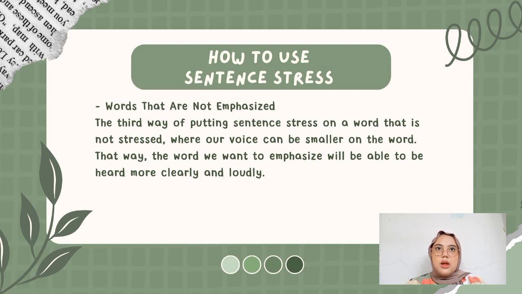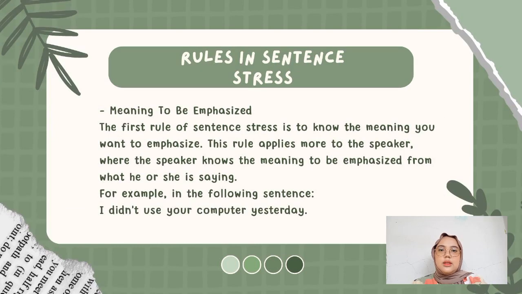Third, words that are not emphasized. The third way of putting sentence stress on a word is to make the words that are not stressed smaller in voice. That way, the word we want to emphasize will be able to be heard more clearly and loudly. Rules in sentence stress.